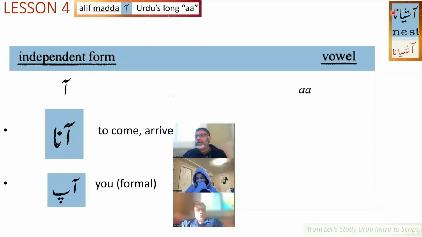And here we have the word Ashiana, our main word for the lesson. This is alif mada. Then we have sheen right here. You can see my little cursor, the laser pointer. And then this right here is the choti ye. Then we have an alif, then a noon, and then an alif again.